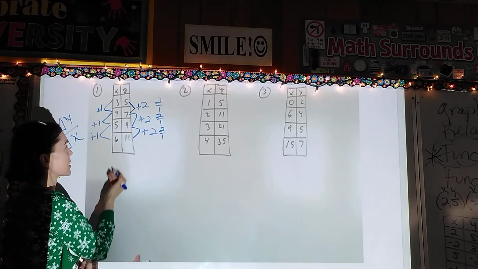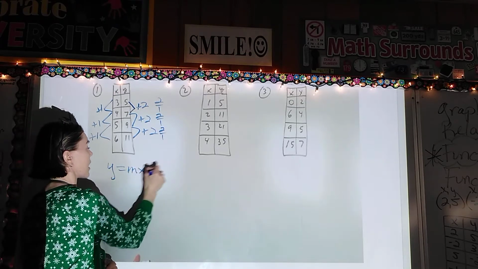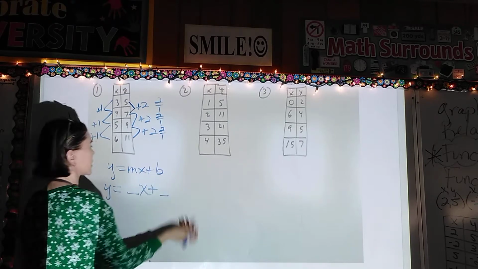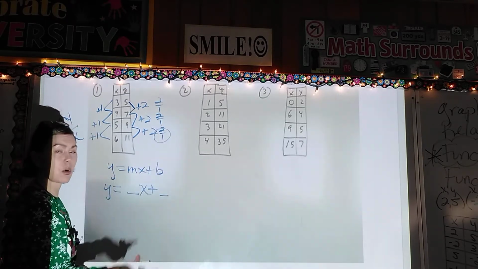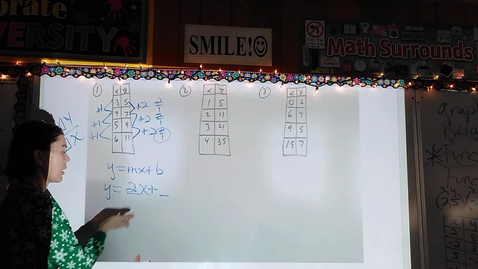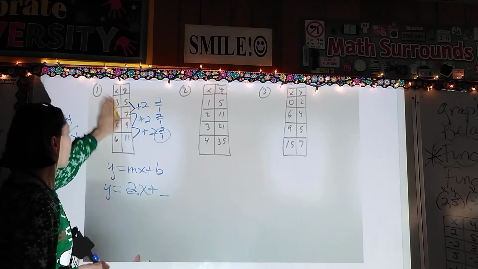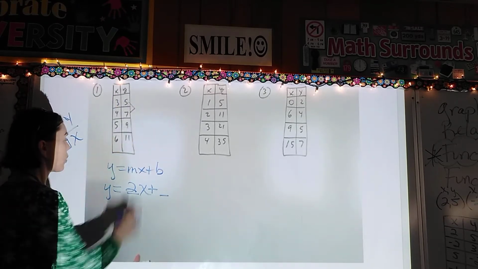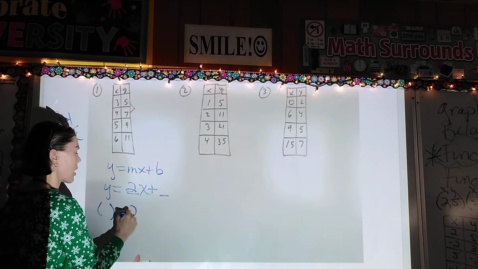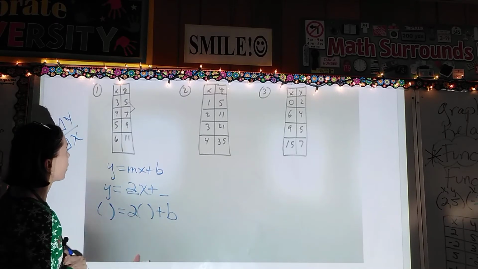So obviously, if we were to write the equation of this line, we have y equals mx plus b, so y equals blank x plus blank. The slope of this line, 2 over 1, is a positive 2. And again, if we wanted to figure out the y-intercept, we just solve for b by choosing one of the points on the line.